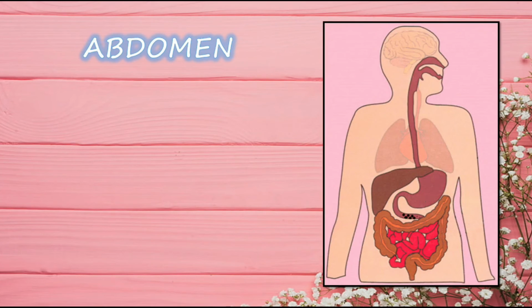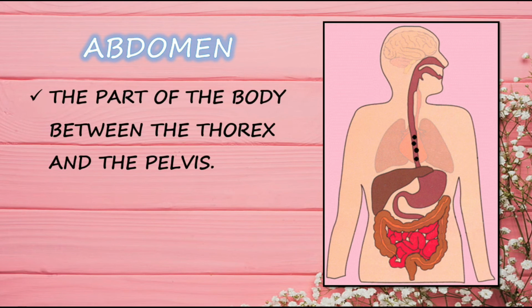Next comes the abdomen. The abdomen part starts with the mouth and ends with the anus. So, it contains many parts. Mainly four parts are there inside: stomach, liver, small intestine and large intestine. It is the part of the body between the thorax and the pelvis. Thorax is the part after the mouth, and pelvis is the part near the anus. So the in-between part is known as the abdomen.